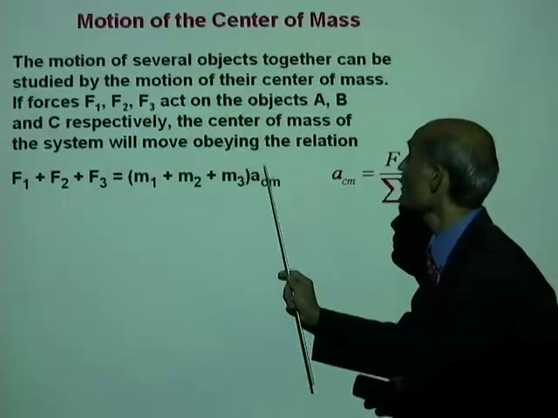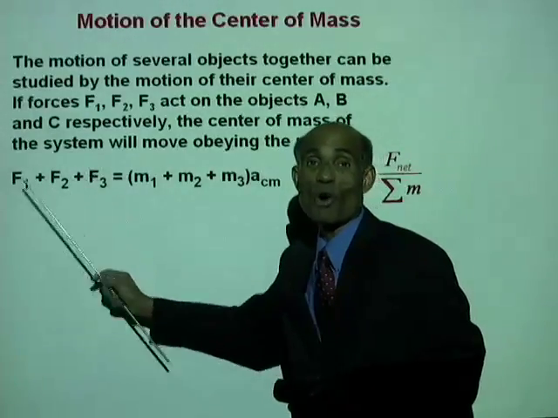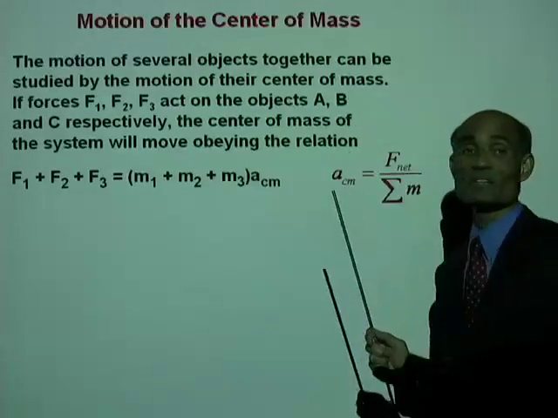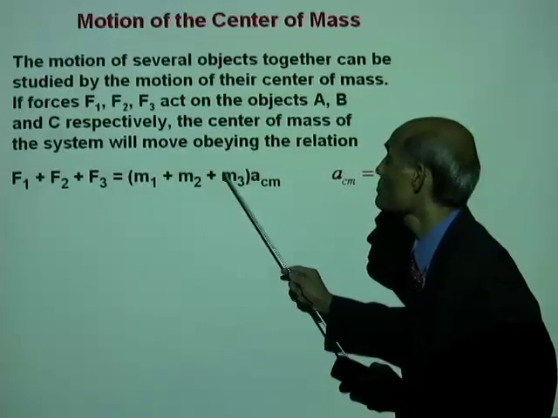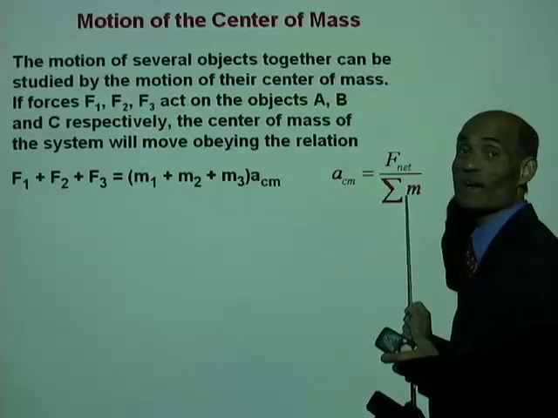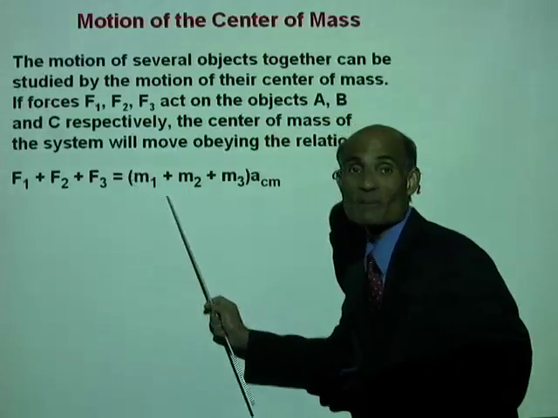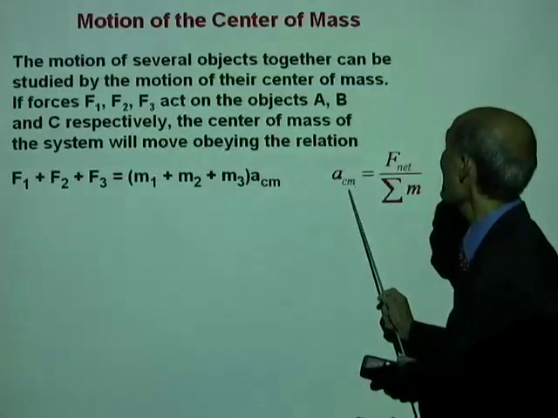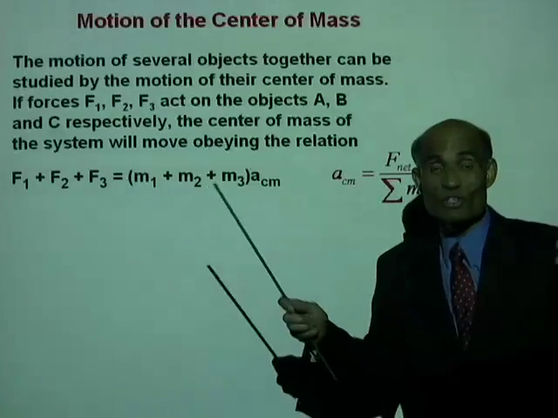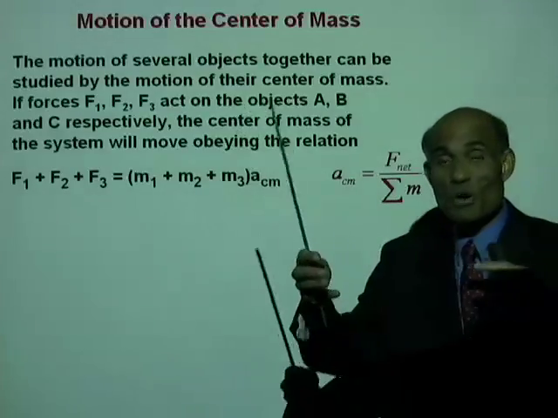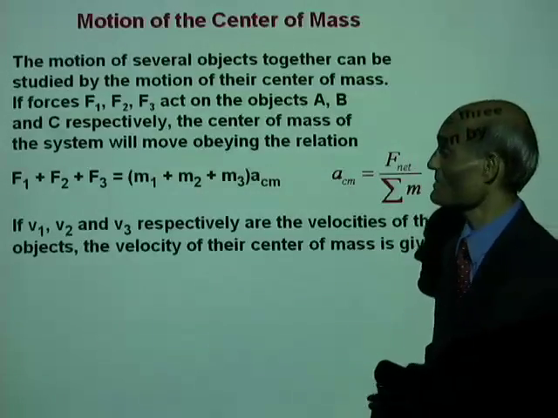Or we can write like this: A center of mass equal to, this is summation of all the forces, which we call F net. F net is the sum of all the forces at the center of mass. And M1 plus M2 plus M3 is summation of M. So A center of mass equal to the net force divided by the sum of all the masses. The acceleration of the center of mass equals the net force at the center of mass divided by the total mass, which is the mass assumed to be concentrated at the center of mass.